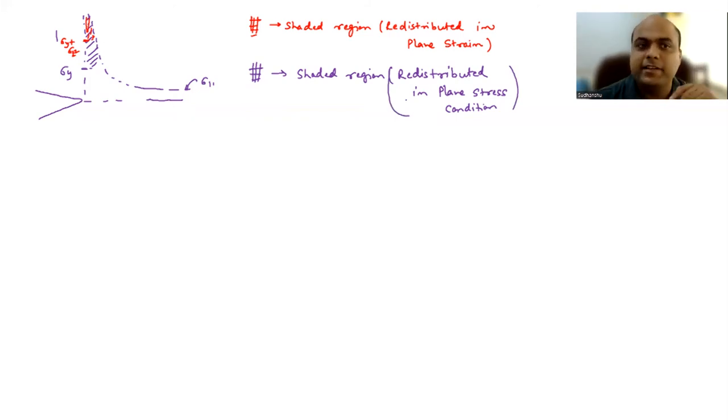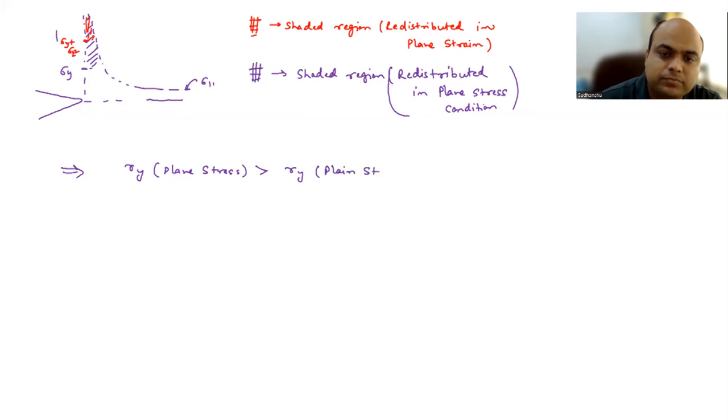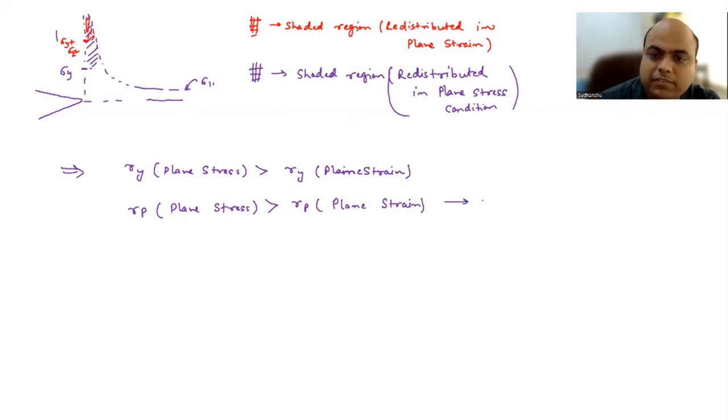Right, so the shaded region in the case of plane stress is higher than in the plane strain condition. So even after redistribution, RP is going to be higher in plane stress condition than in plane strain condition. Previously we had figured out that RY in plane stress was higher than RY in plane strain, and even after correction, RP is going to be higher in plane stress than in plane strain. This is after correction.